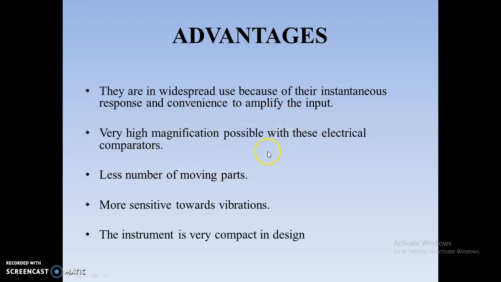Very high magnification is possible with these comparators. That means the small displacement of the comparator is magnified many times. And we can see that there are fewer moving parts compared to mechanical comparators. When there are fewer moving parts, there will be less friction, less wear and tear, and more accurate reading. That means its accuracy will increase. More sensitive towards vibration means a small displacement can be displayed on or read from the display unit. The instrument is very compact in design. That means it is very small and compact, unlike other comparators.